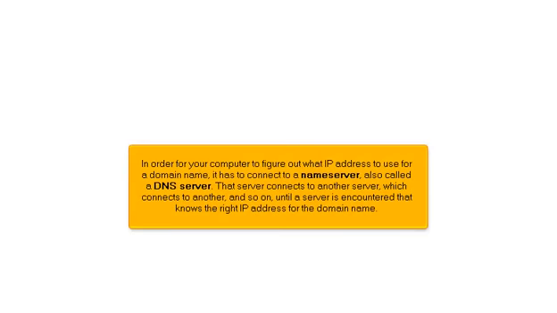In order for your computer to figure out what IP address to use for a domain name, it has to connect to a name server, also called a DNS server. That server connects to another server, which connects to another, and so on, until a server is encountered that knows the right IP address for the domain name.